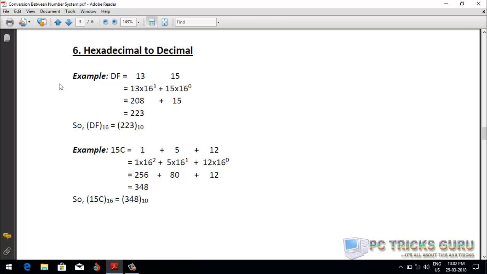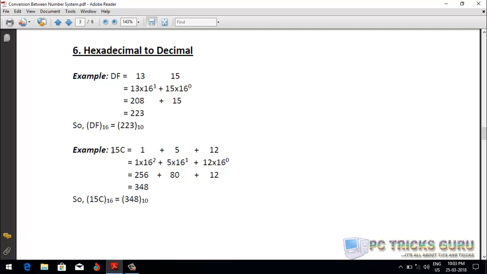D can be written as 13 and F can be written as 15. So write 15 into 16 to the power 0 plus 13 into 16 raised to the power 1. If we solve it, we get 223. So DF base 16 is equivalent to 223 base 10.